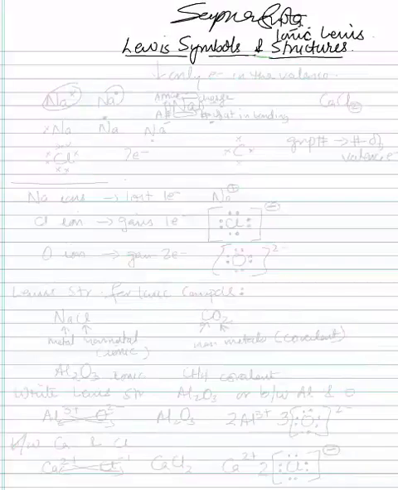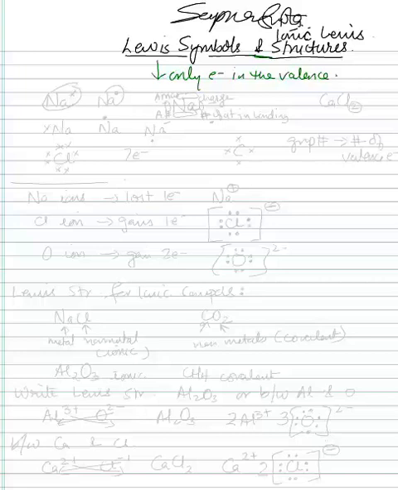Let's go over Lewis symbols in this little pencast. Lewis symbols represent only the electrons in the valence shell. That's it. You don't write the core electrons, and if you forgot what core electrons are, go to the pencast before. Really, core electrons are inside and valence electrons are the outermost electrons.